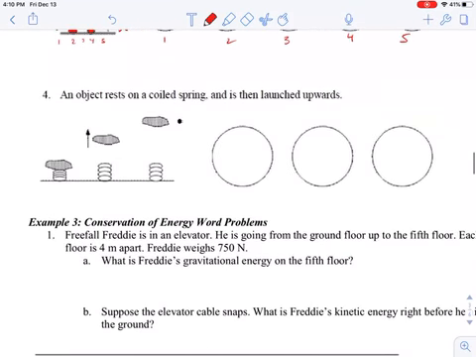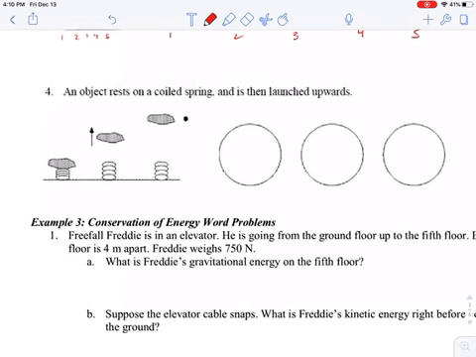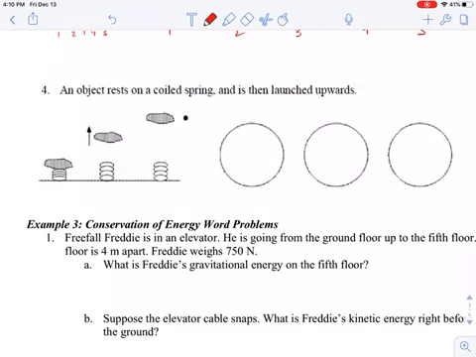One more example. An object rests on a coiled spring and then is launched upward. So this spring has been compressed. Somebody did work on this spring to push it down. So here we've got elastic potential energy. But I'm kind of getting ahead of myself here.